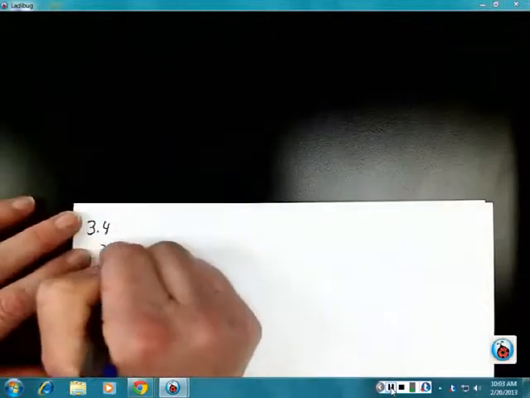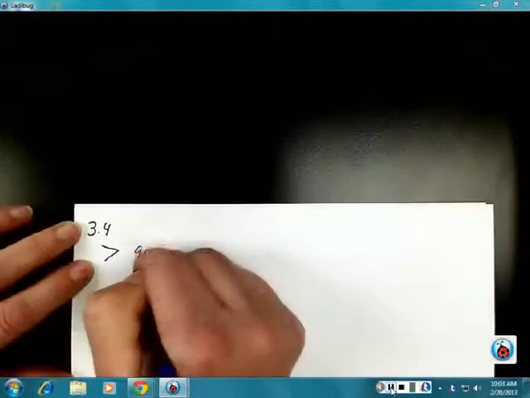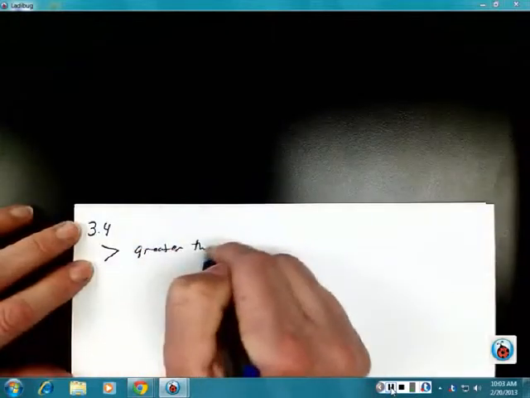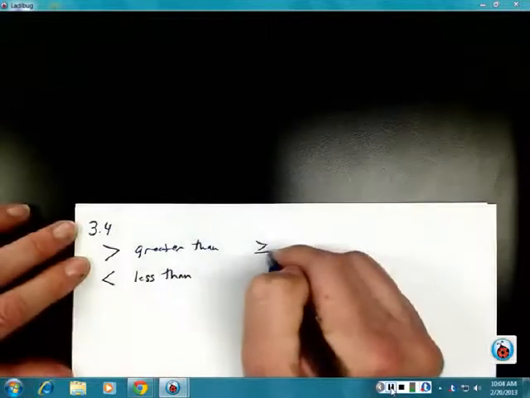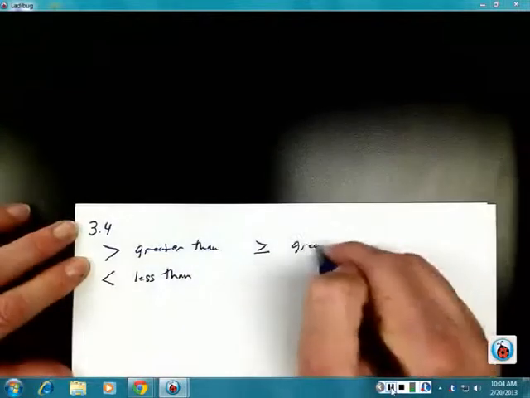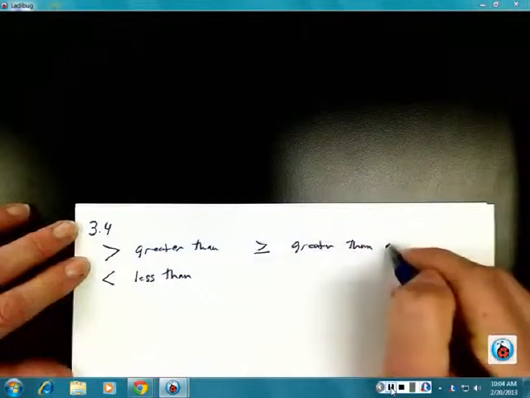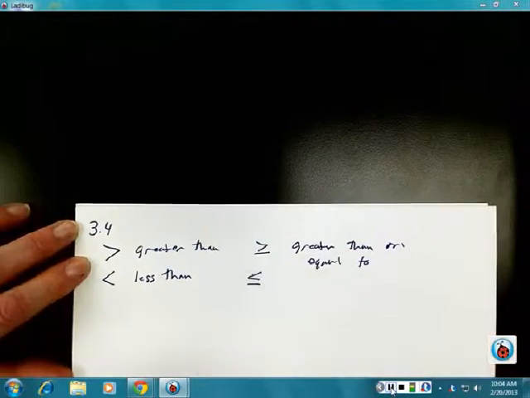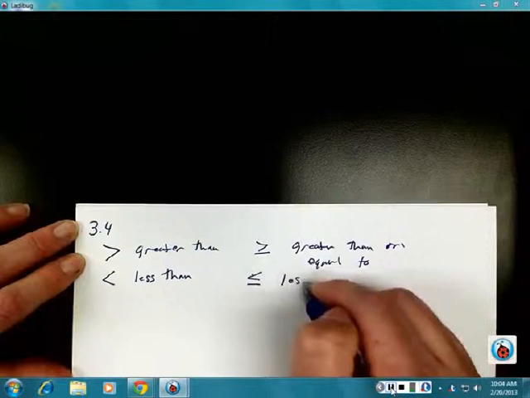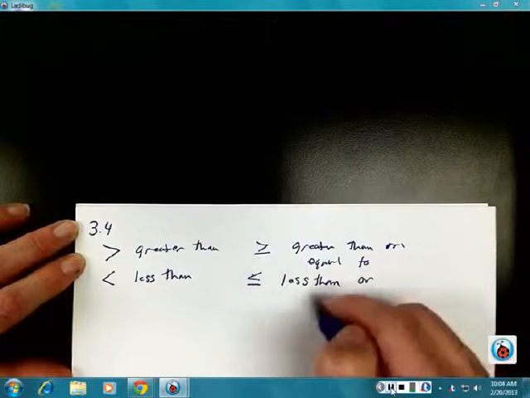In 3.4, it starts dealing with inequalities. Inequalities meaning, which symbol is that one? What's that one called? Greater than. And we also have that one, which is less than. And then if we add an equals into those, of course we have greater than or equal to. And if we take the less than and put a bar underneath it, of course that is less than or equal to.